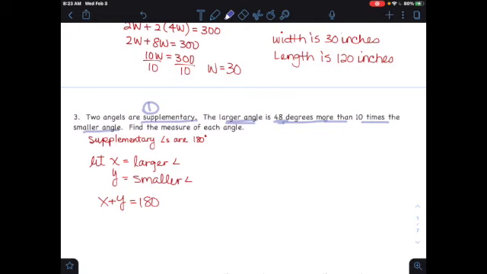So the smaller angle is y. 10 times the smaller angle, that's going to be 10y. 48 degrees more, so it's going to be 48 plus 10y. X is going to be 48 plus 10y. So now you have the set of equations.